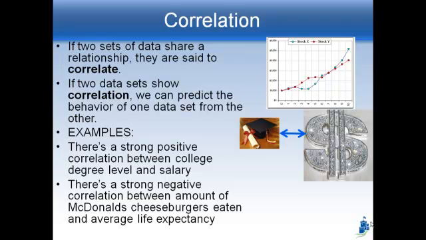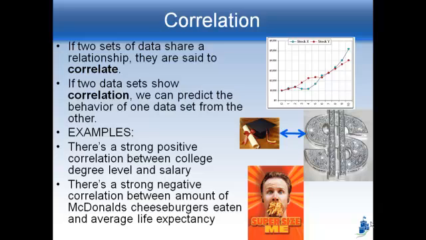There's a strong negative correlation between the amount of McDonald's cheeseburgers eaten and your average life expectancy. So there's still a correlation between these two things. If you've seen the movie Super Size Me, the more cheeseburgers you eat from McDonald's, the less you're going to live. Okay, so as one goes up, the other one goes down. But that's still a relationship, right? As one increases, the other one decreases. We can predict that if you have 1 million McDonald's cheeseburgers, you might not live as long as somebody that doesn't. Okay, and so that means that there is still a correlation even though one goes up and the other one goes down. We'll talk about what it means for there to be no correlation in a second.